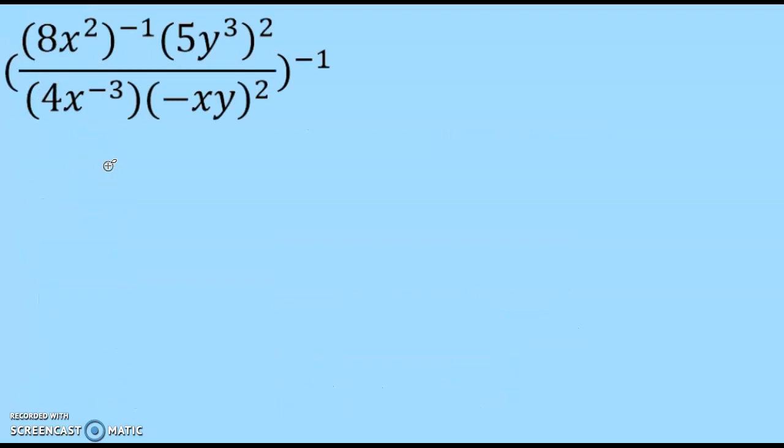Let's look at one more example. 8x squared to the negative 1 power times 5y cubed squared, all over 4x to the negative 3rd power times negative xy squared, all to the negative 1 power. Now the first thing to do here, I would take away these parentheses because it's not raised to any power other than 1.